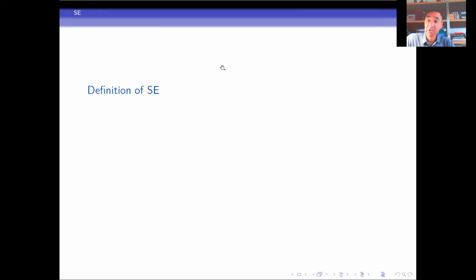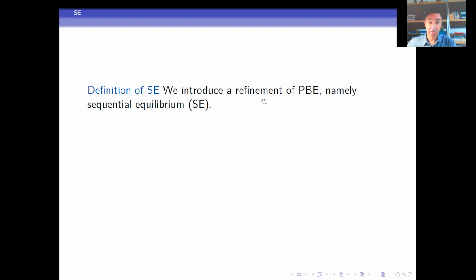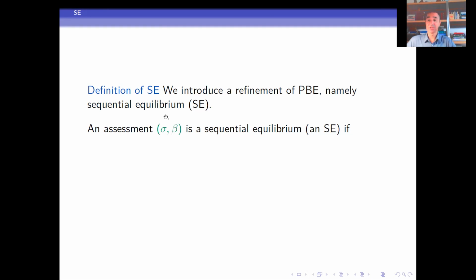So let's first briefly look at the definition. It's actually very similar to the definition of perfect Bayesian equilibrium. There is something that's called consistency as well and sequential rationality. So we are talking about assessments. There's a sigma, a profile of strategies, and beta, a profile of beliefs, so probability distributions over information sets.